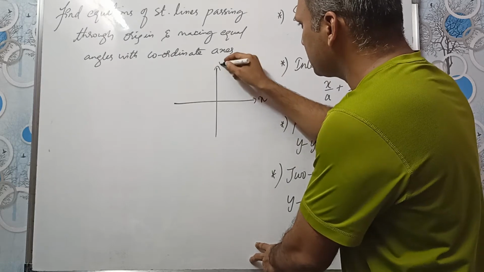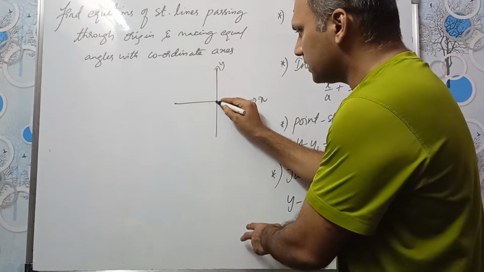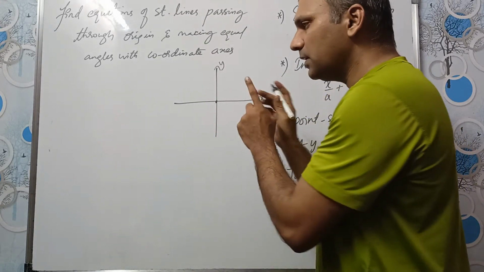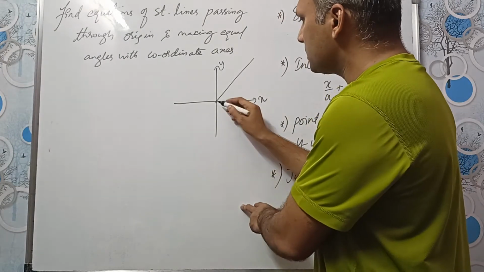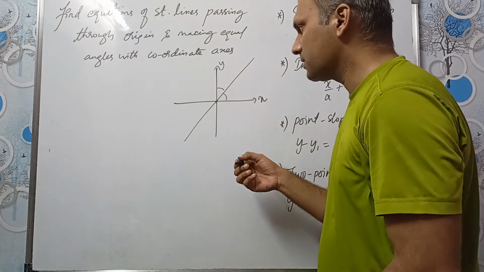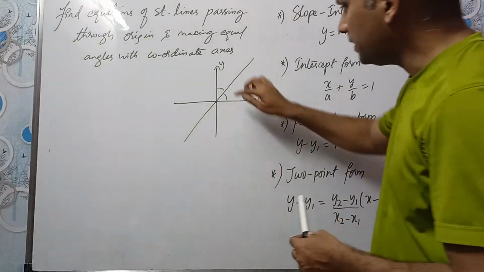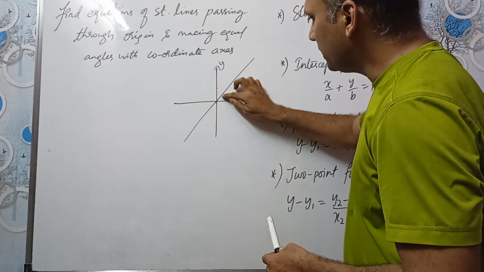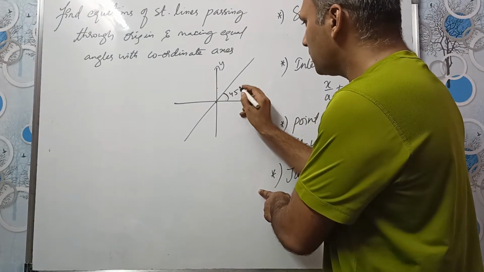See, x-axis and y-axis, and the line is passing through origin. This is the origin, making equal angles with x-axis and y-axis. So we'll have one such line, right? See, this is 45 degrees, this will also be 45 degrees. Equal angle with x-axis and equal angle with y-axis. Alright? Okay, we need to find the equation of this straight line, which means, see, this angle will be equal to how much? 45 degrees.